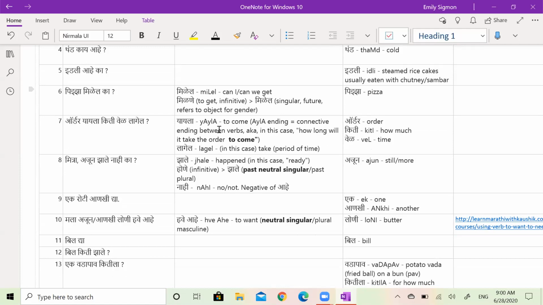Okay. And then the next one, number six, is pizza. Pizza mirel ka. So is it available? It means to get, but in this case, they're asking if it's available for ordering. So can I get pizza? Is pizza available?